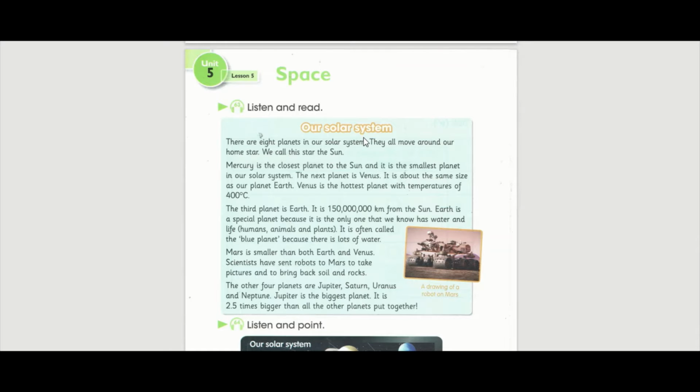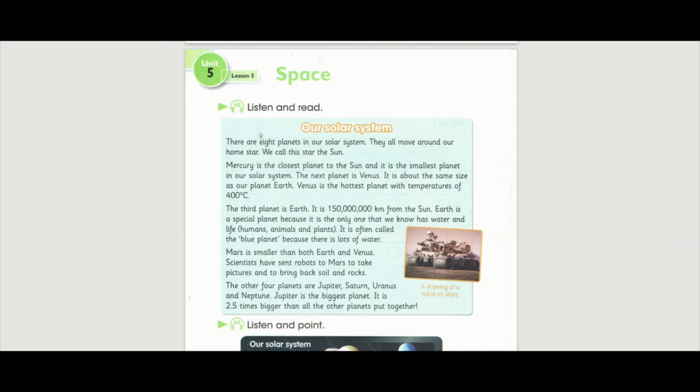Our solar system. There are 8 planets in our solar system. هنالك 8 كواكب في نظامنا الشمسي. They all move around our home star. كلها تدور حول الهوم star. Let us see what the meaning of home star is. We call this star the sun. الهوم star يقصد بها الsun.